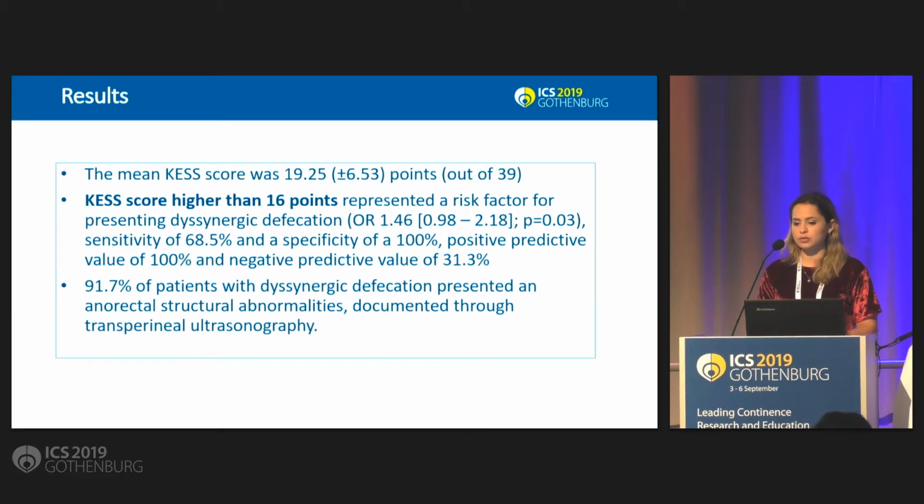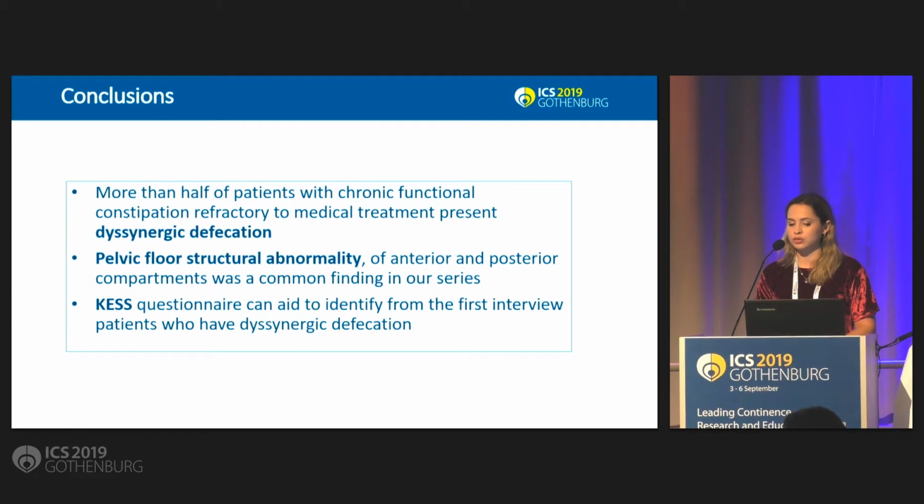The mean score of the CAS questionnaire was 19 points out of 39, which is the most a patient can get. We tried to reclassify the patients into those with less than 16 points and more than 16 points, and we found that more than 16 points represented a risk factor for presenting dyssynergic defecation, with a sensitivity of 68.5% and a specificity of 100%. The positive predictive value was 100% and the negative predictive value was 31.3%. 91.7% of these patients with dyssynergic defecation had an anorectal structural abnormality documented through the transperineal ultrasonography.